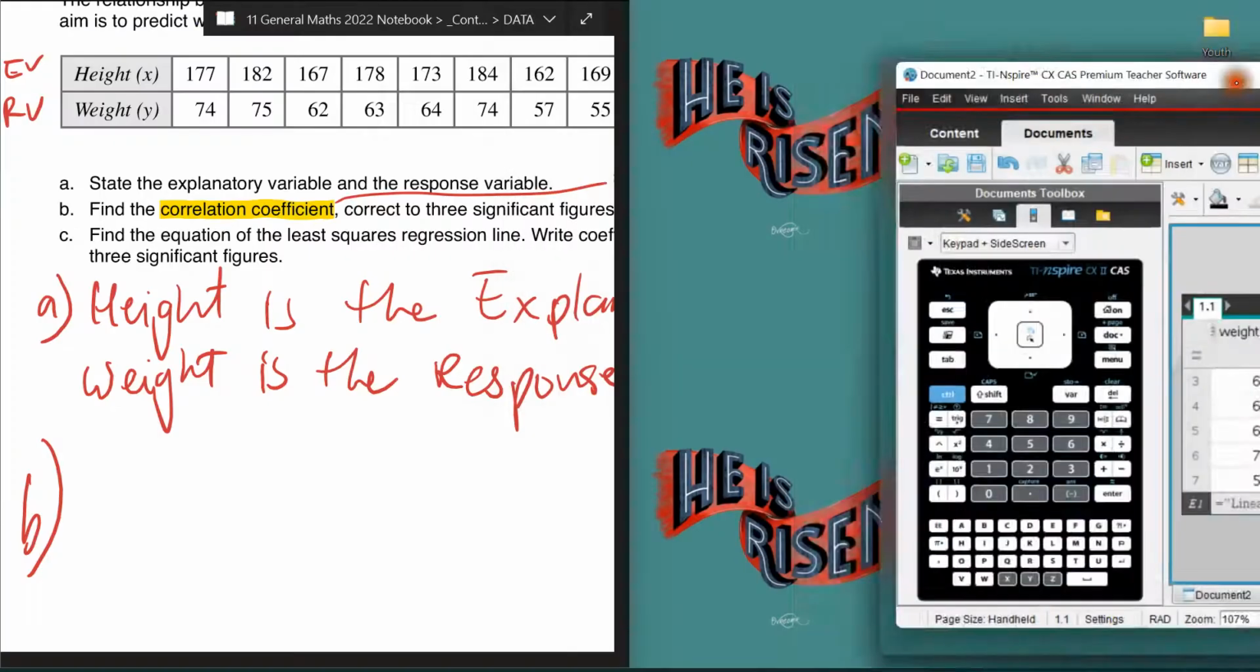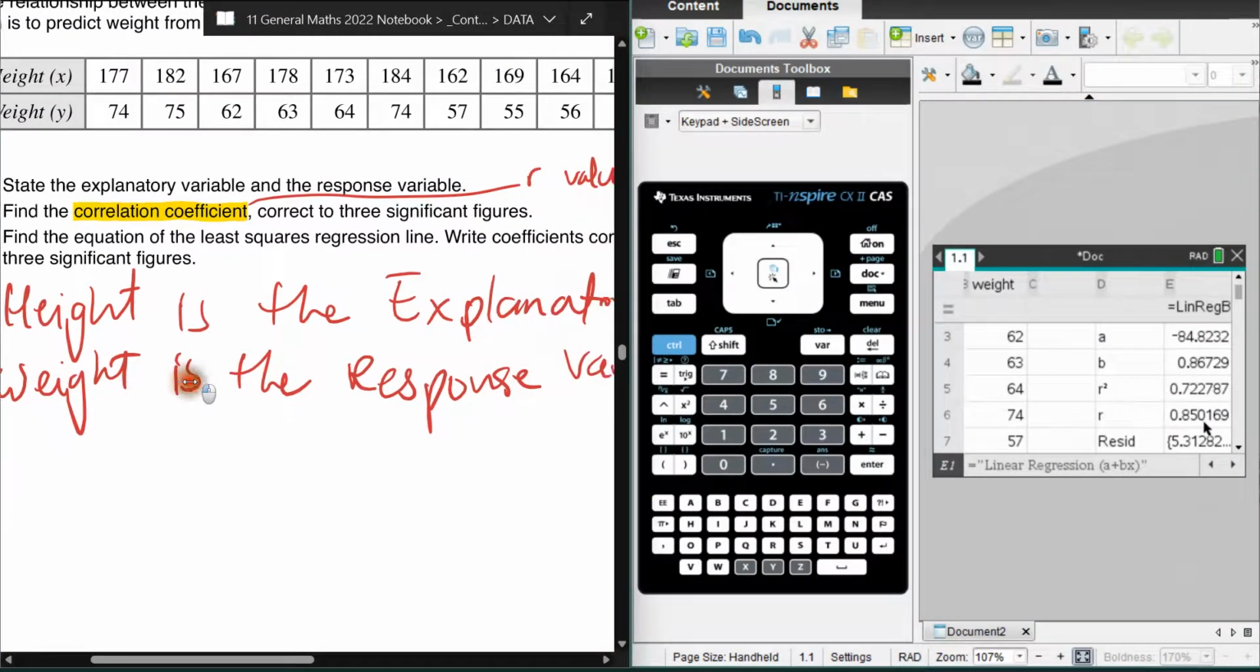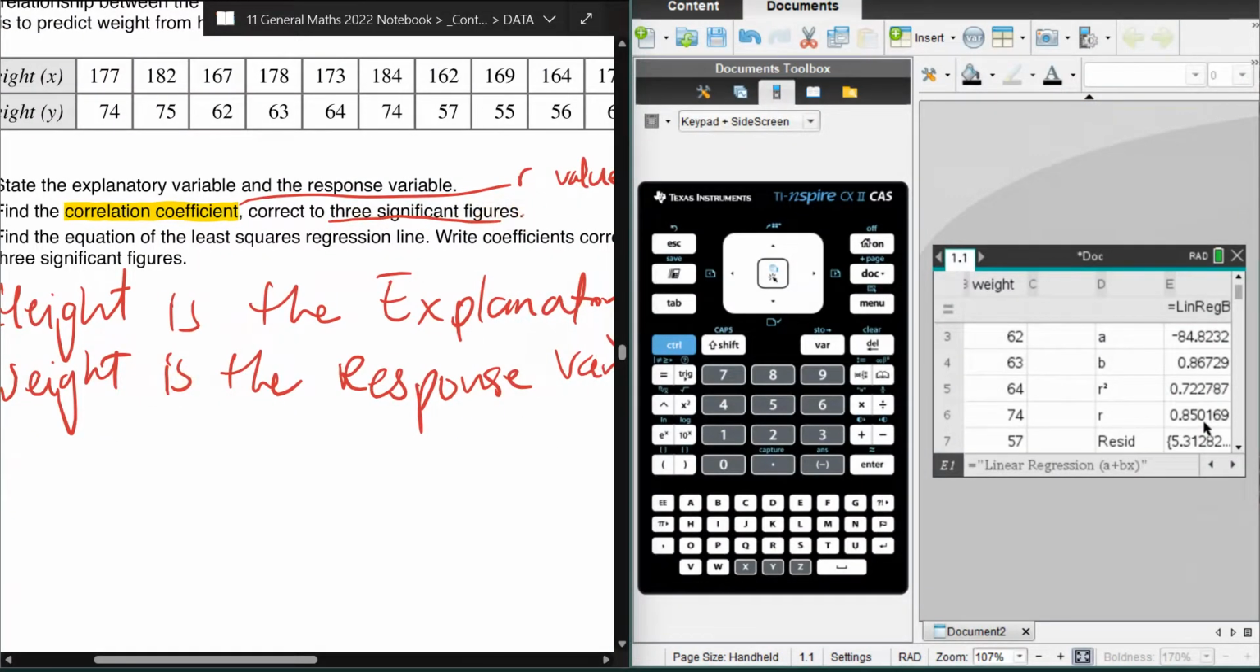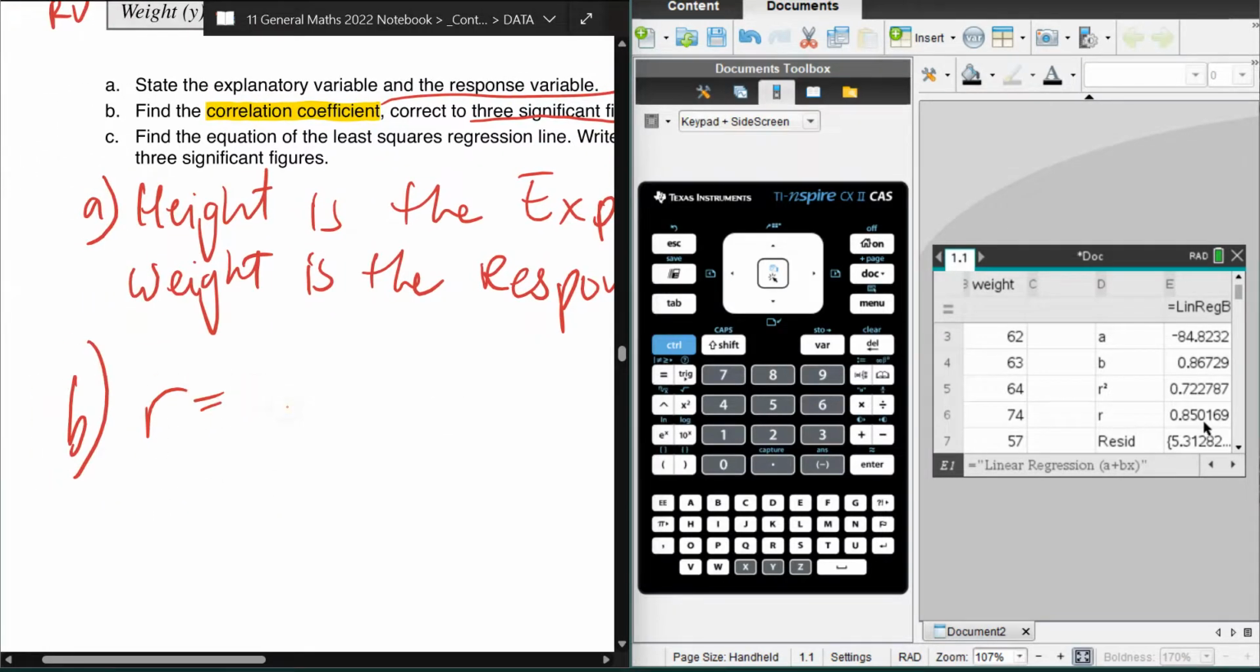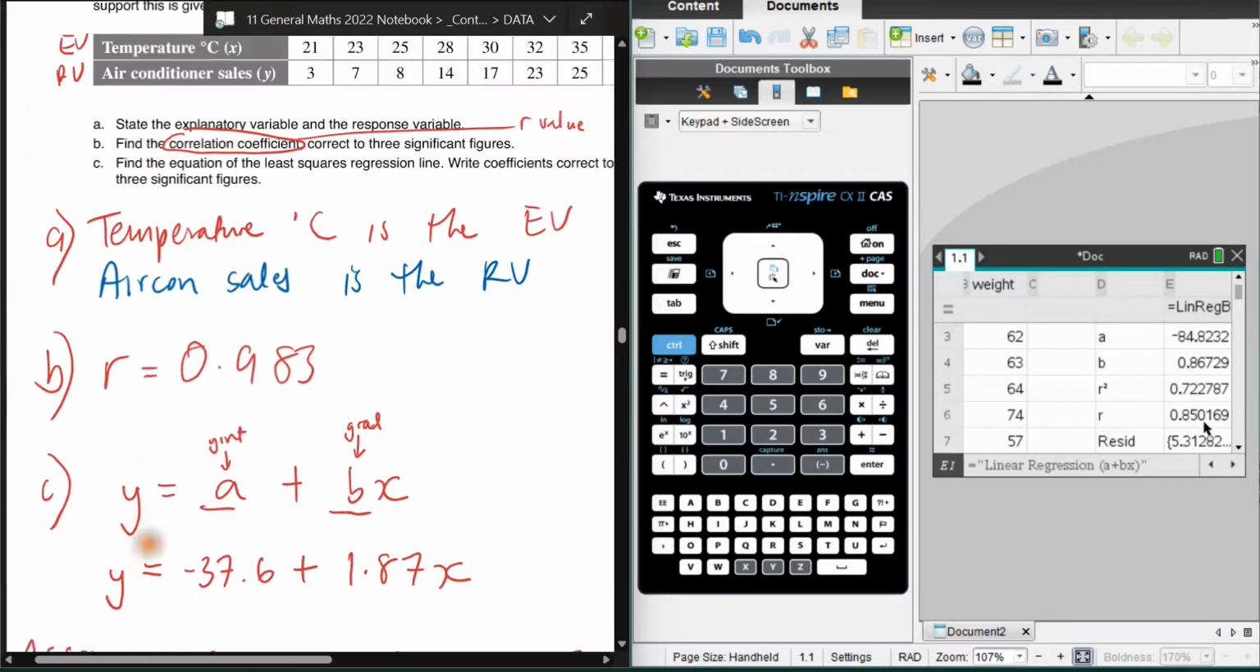0.85. It tells us here I want this to 3 sig figs, 3 important numbers. So that means my R value is 0.850. Remember, any 0 at the end of a bunch of decimal numbers is going to be a significant number. This one is not significant, however, it's just a placeholder. But these 3 are the important numbers.